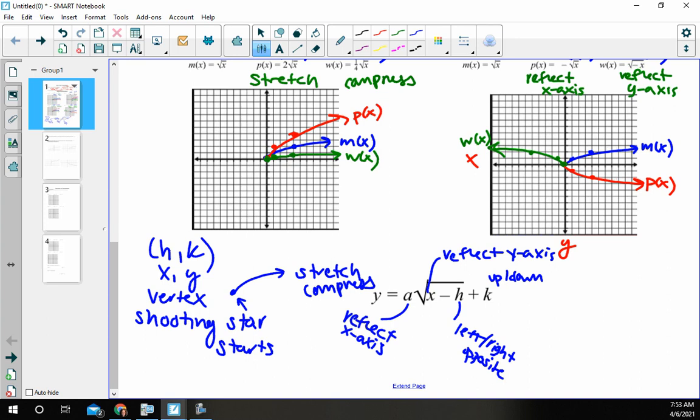That little guy right there. So once you have that, if you're writing it, flip to the next page, we're going to make some equations.